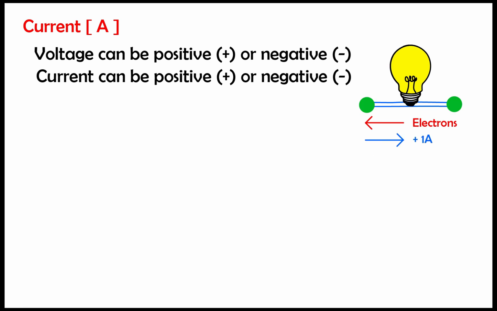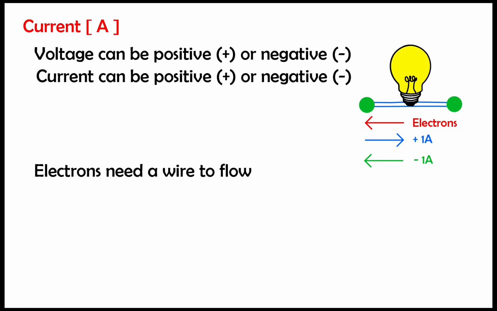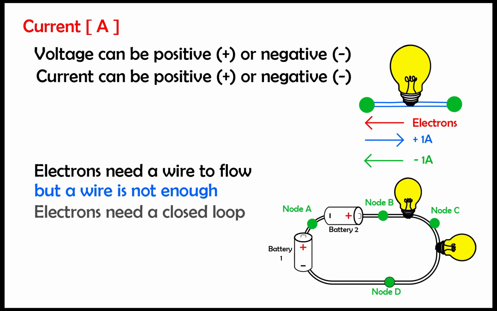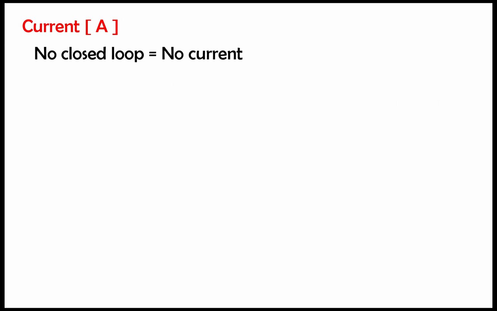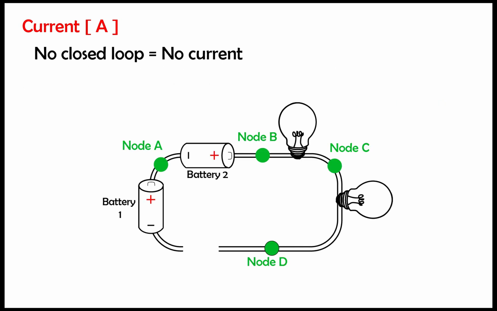Zooming into our circuit, electrons need a wire to flow, but a wire alone is insufficient. In order to have a current flowing, a closed loop must exist. In our example, there is a closed loop that goes around the 2 batteries and the 2 light bulbs. But if any node in the circuit is not connected, the electrons cannot flow and no current is present. When a node is not connected to anything, it is called an open circuit. If we do not have a closed loop, no current can flow and the light bulbs turn off.